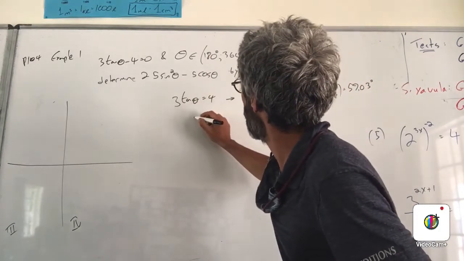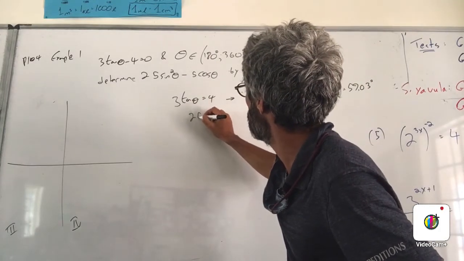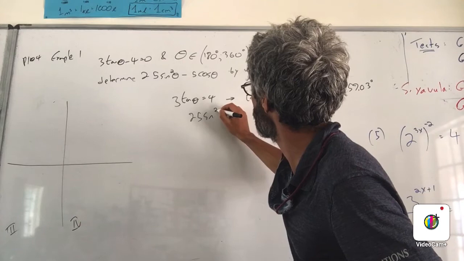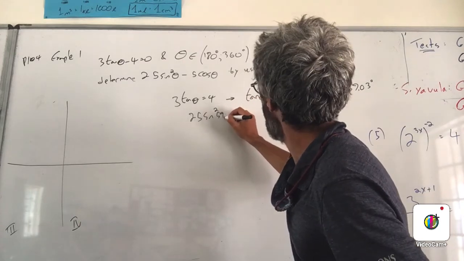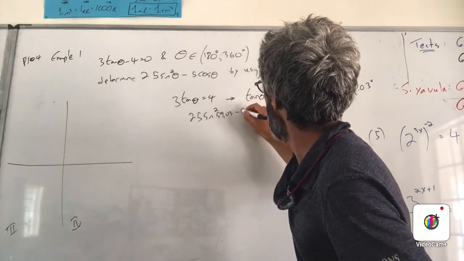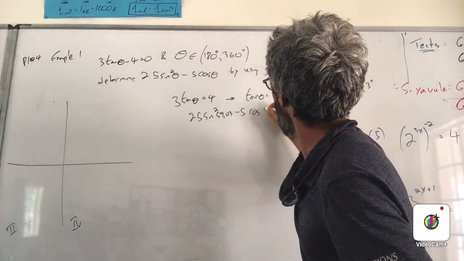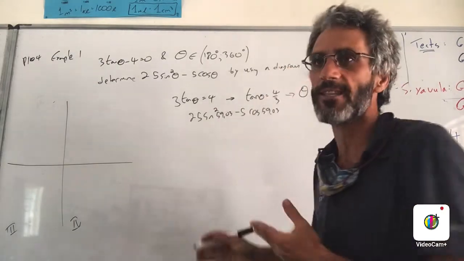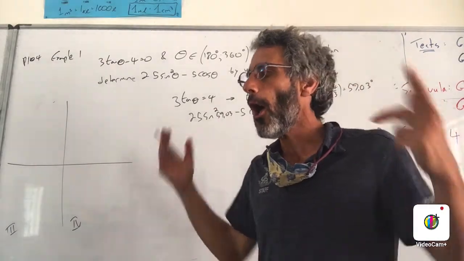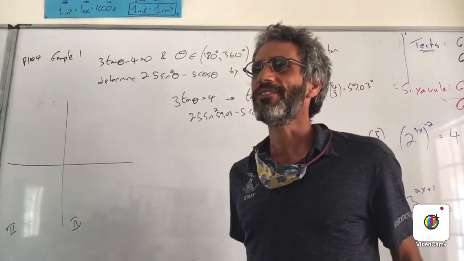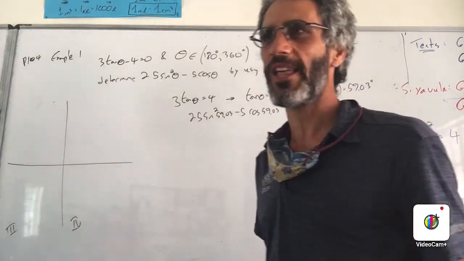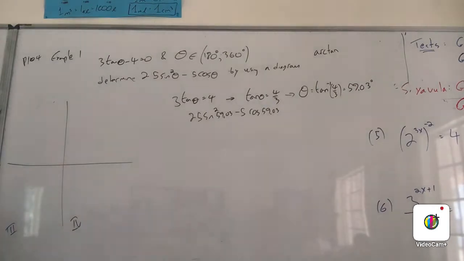So then you'll say, okay, they want me to find that, no problem. I already know the angle, so it's sine squared of 59.03 minus 5 cosine of 59.03. You put that in the calculator, you get the answer. But we can't do it because they told us we can't use the calculator. So what do we do?